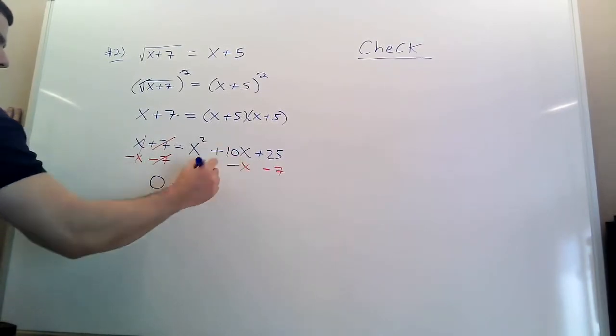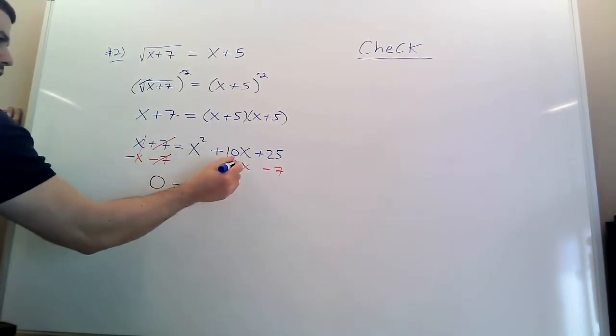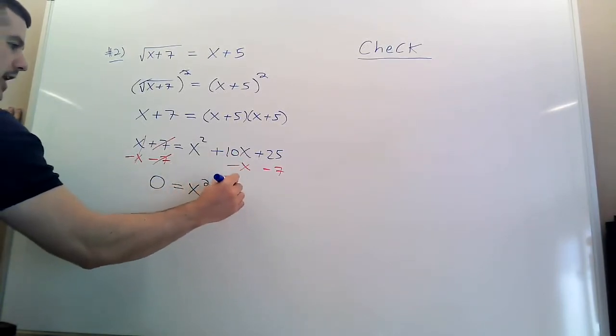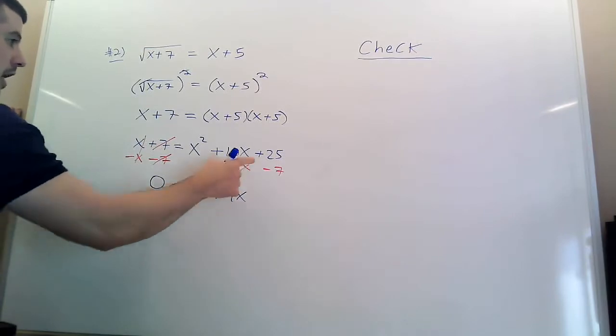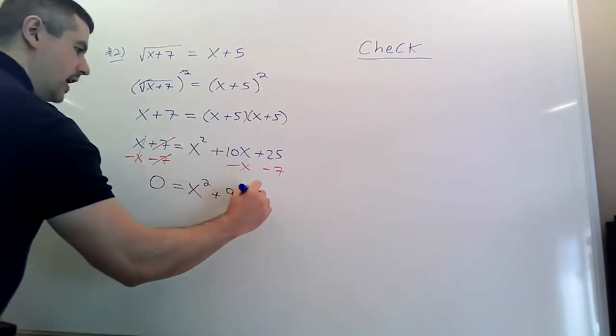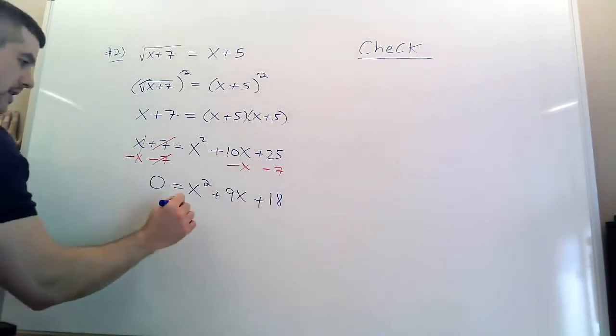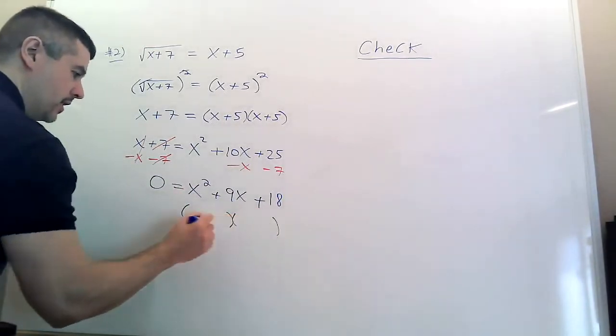And then just do the subtraction. You have 10x's and you take away 1, the invisible 1 there. That gives you a positive 9x. Be careful with the signs. 25 take away 7 is 18. That's it, right? You set it equal to 0. Now you're ready to play the game. Factor it.